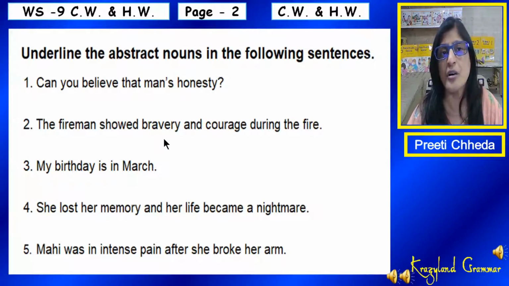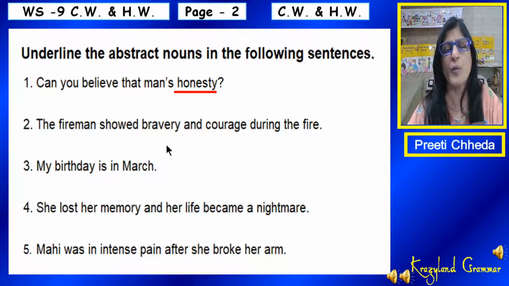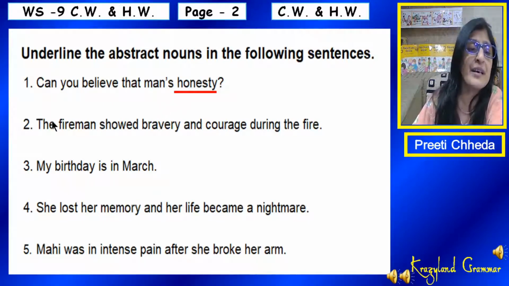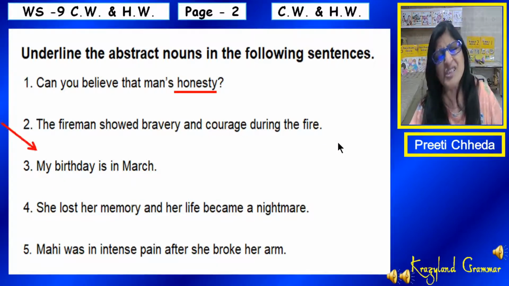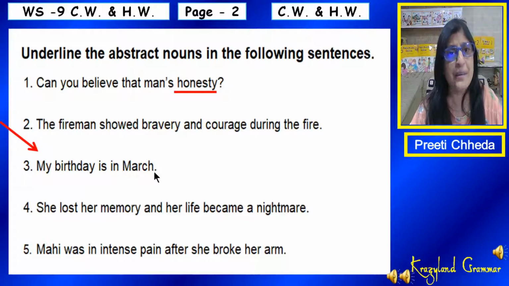And I am sure you can do it. So do it. Oh, ma'am did it. Okay, no problem. So it is the honesty. So can is not, you is not, believe is a verb, that's means, and honesty. So honesty is your abstract noun. Number two. Now number two is: the fireman showed bravery and courage during the fire. And this one and the third one: my birthday is in March.